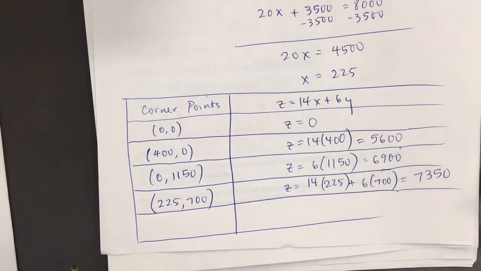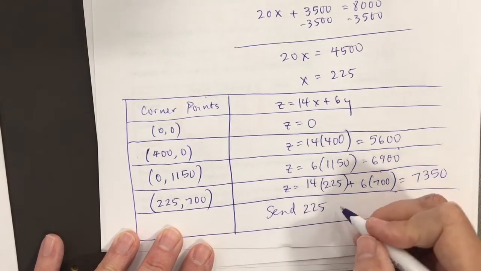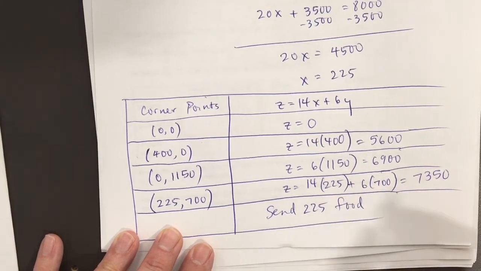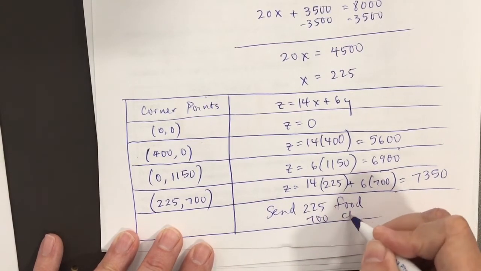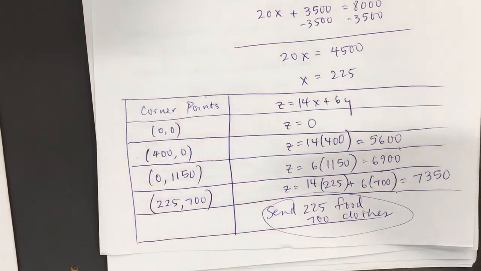So we would want to send 225 cartons of food and 700 cartons of clothes to help 7,350 people.